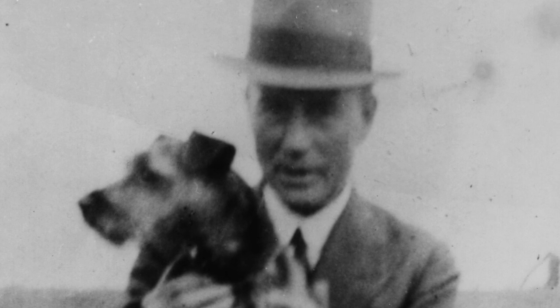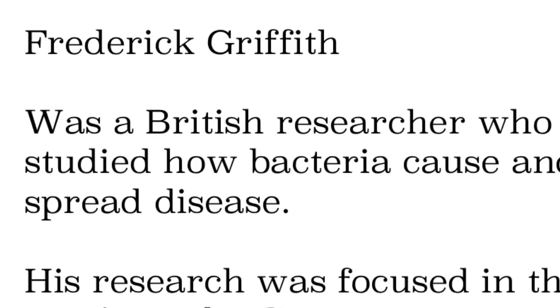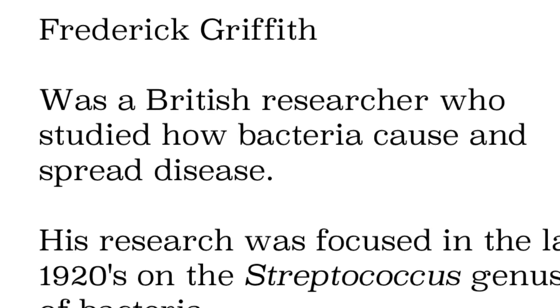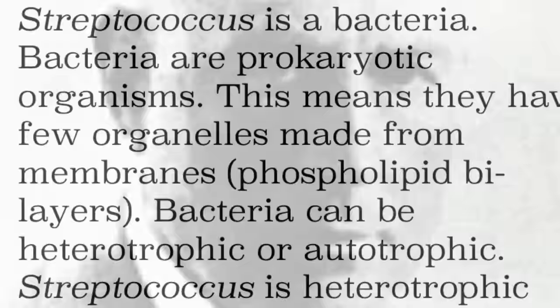Here's Griffith. It's the early 1920s. He's a British researcher, and his main goal is to try and figure out how bacteria cause and spread disease. Specifically, he wants to know about the bacteria in the genus Streptococcus, because it's responsible for quite a few diseases. So in 1928, he does this very elegant experiment, which I'll tell you about in a minute. But first, let's talk about bacteria.